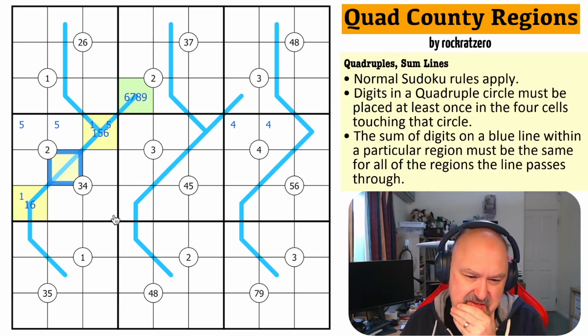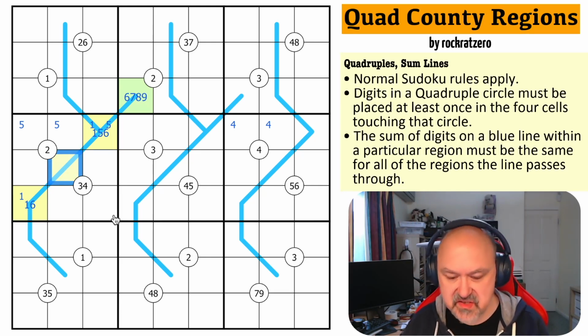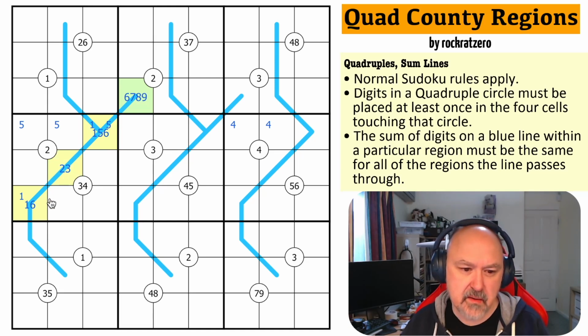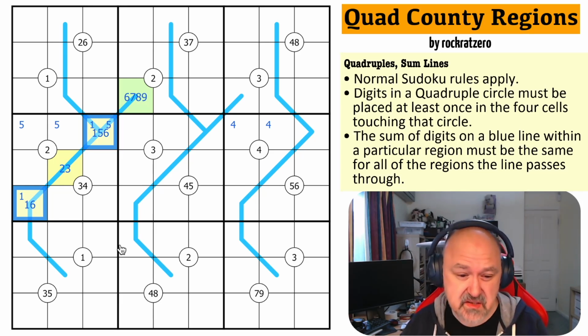And this has to be a 2, 3, 4? And it can't be a 4, surely, because 1, 3, 5 is 9. So this is a 2 or a 3. So one of these is a 1, this is a 2 or a 3, and there's either a 5 or a 6. I feel that's correct.